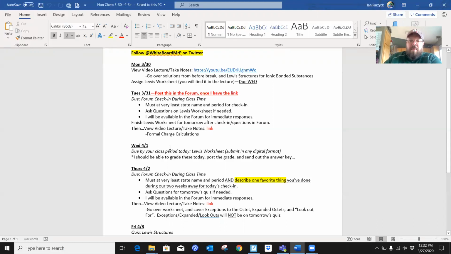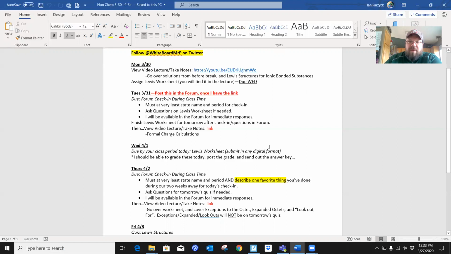Then tomorrow, I need you to submit your Lewis worksheet in really any digital format. If you can scan it, great, or if you can submit me a picture. Again, I just don't want 16 pictures. I want it to be condensed, easy for me to read and look at, 1 or 2 pictures, that kind of thing. Do your best with that. But the bottom line is I need it by class period tomorrow on Wednesday.